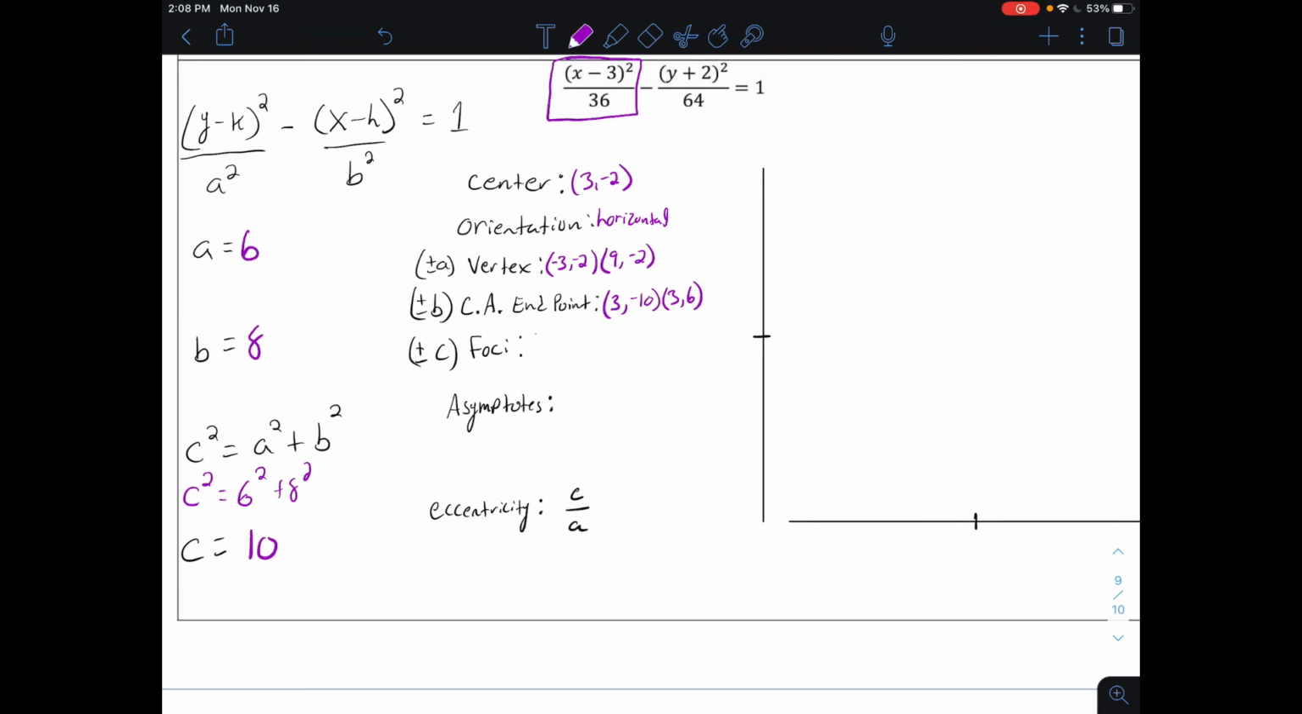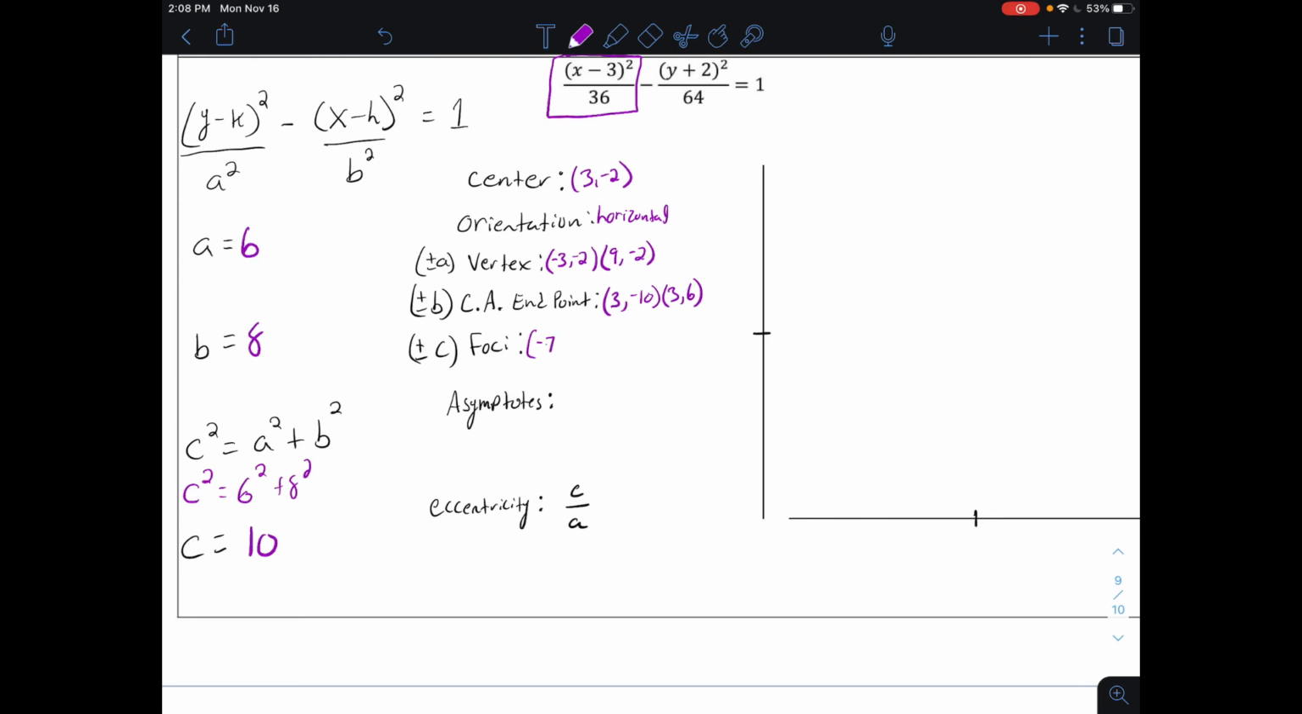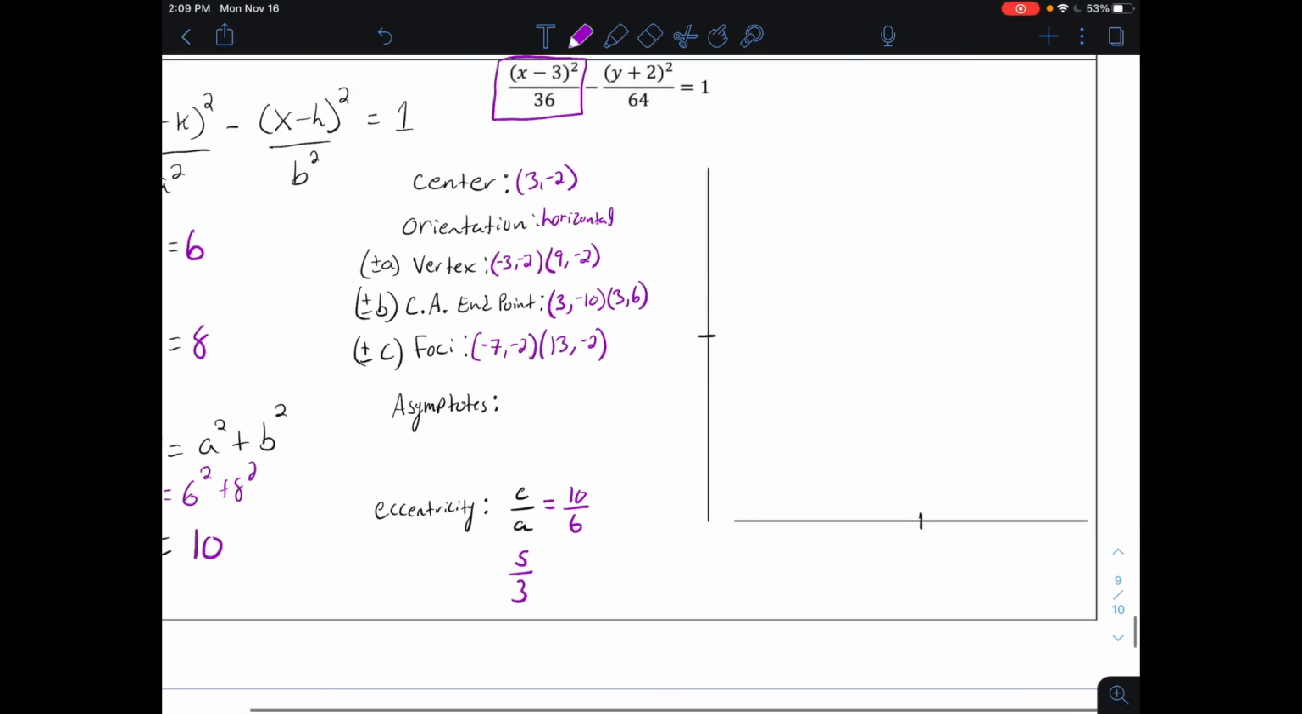Our foci are in the same direction as the vertices, so we add and subtract 10. One focus would be at -7, -2, since we're adding and subtracting c to our center, and the other focus will be to the right, so 3 plus 10, which is 13, as my x value, with a y value of -2. We'll do our eccentricity next and save our asymptotes for the end after we graph it. Eccentricity is c over a, 10 over 6, which makes 5 over 3. Notice how that's bigger than 1, and that's the way it is every time for a hyperbola.